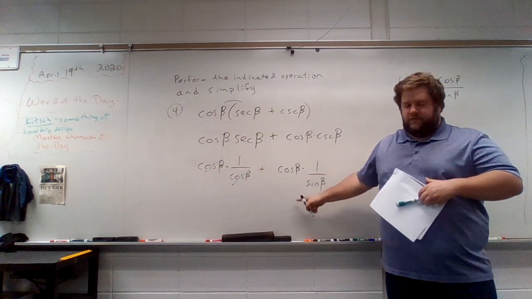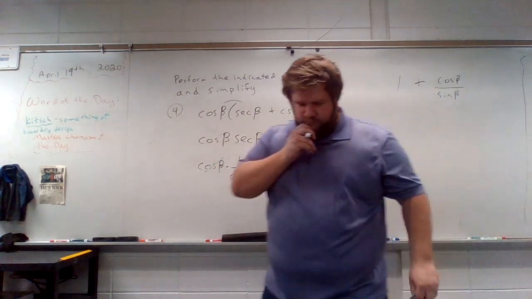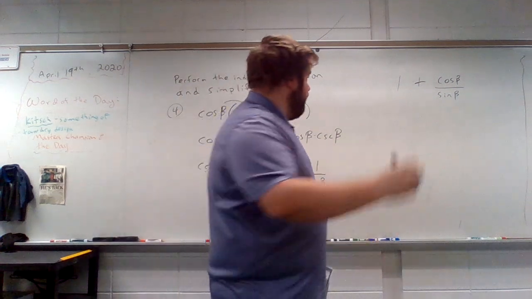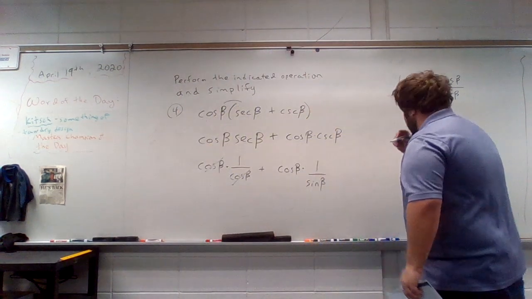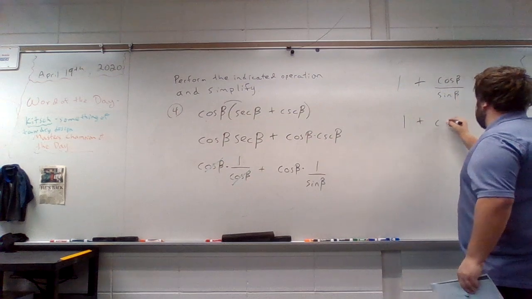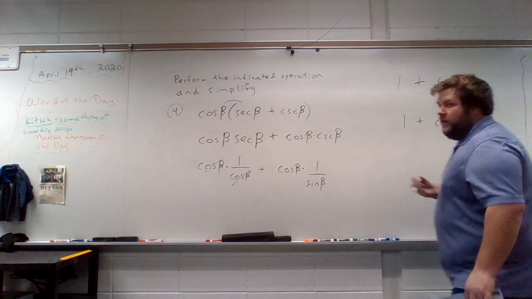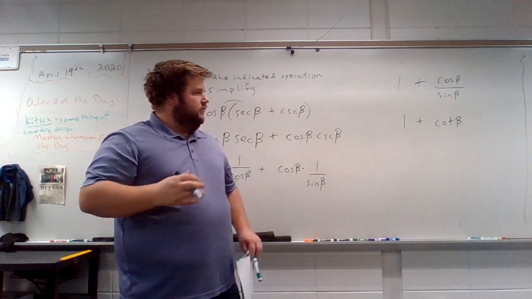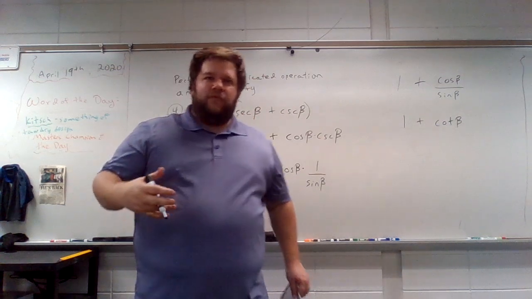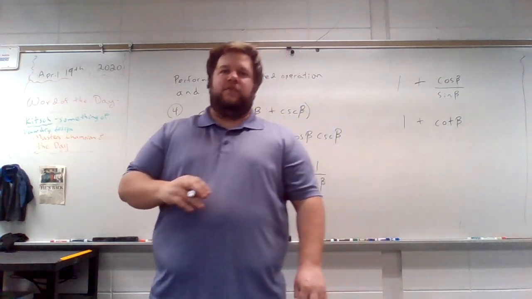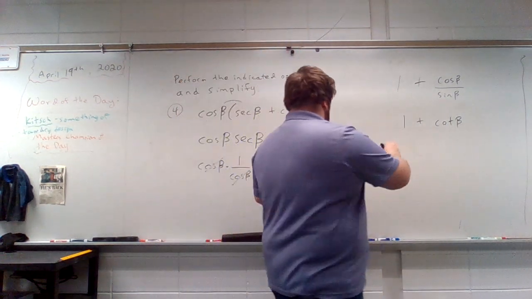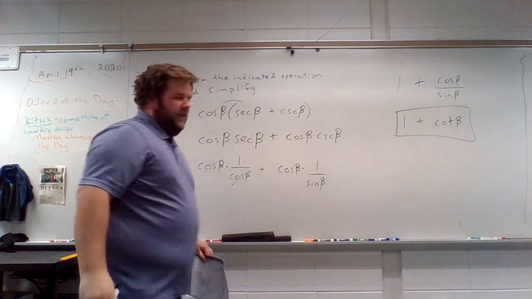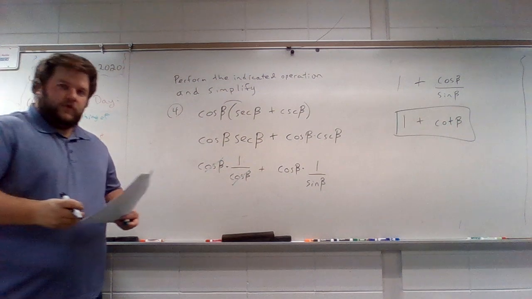And what's cosine beta over sine beta? Yeah, it's cotangent beta, right? So that's one of the quotient identities that we have. So this was 1 plus cotangent beta. Can we use our Pythagorean identities on that? No, right? Because that would involve 1 plus cotangent squared, and here we got 1 plus cotangent. So this is it. That would be our answer to number 4. Okay?